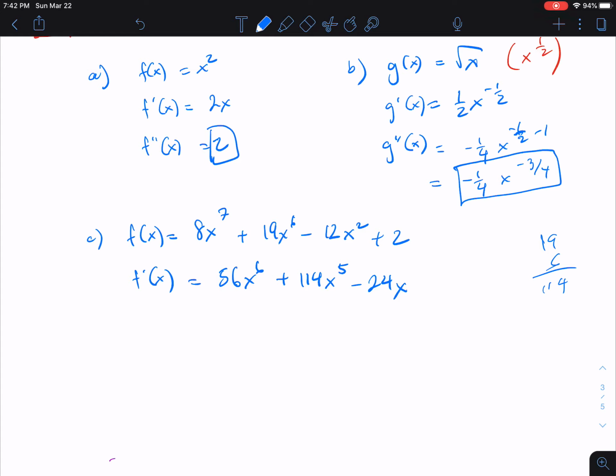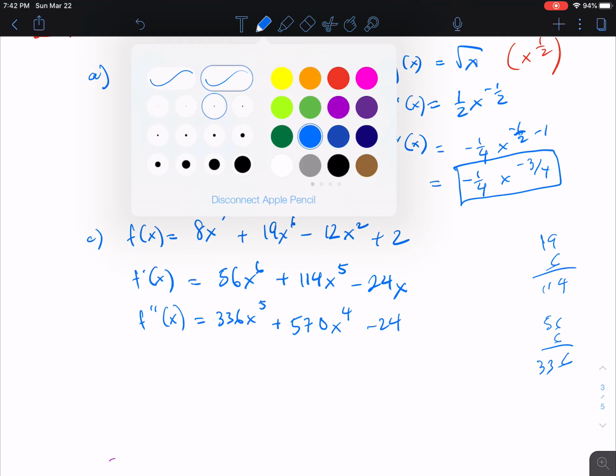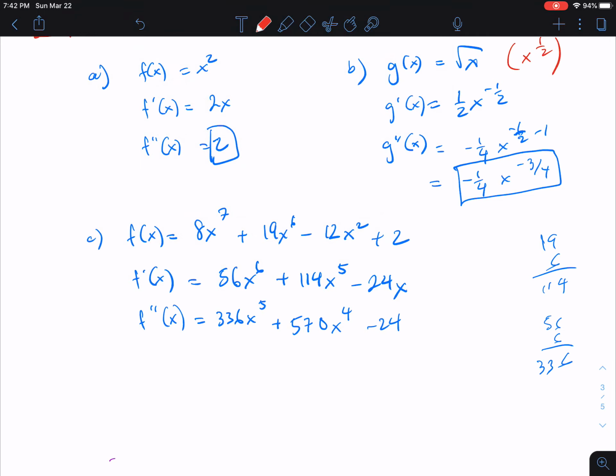Let's move on and find the second derivative, f double prime of x. What is 56 times 6 here? 336 x to the 5th, plus 570 x to the 4th, minus 24. Pretty simple there. Just find the second derivative using the power rule.